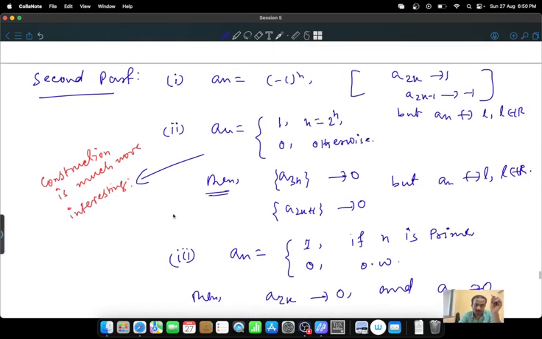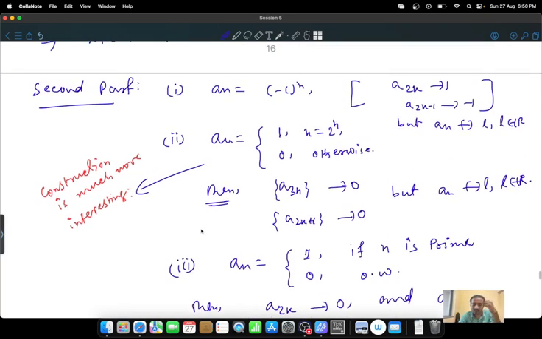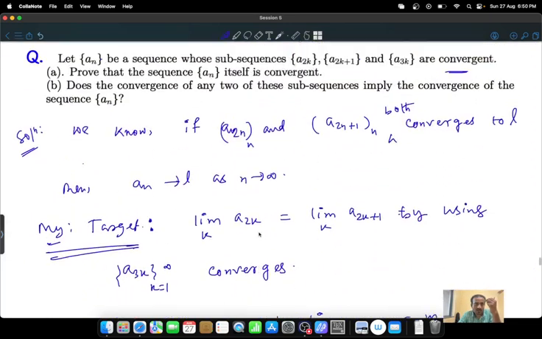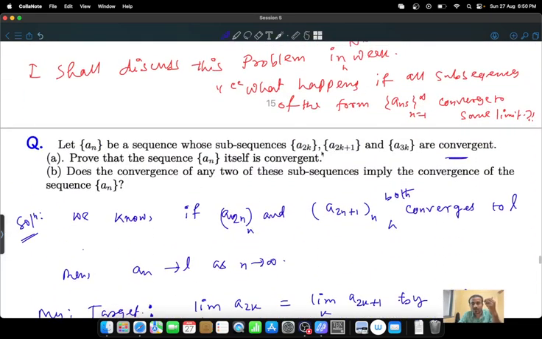So again, constructing the counter example is the most important part, that actually clears the concepts, and the conclusion is that you cannot assume the convergence of any two of these to conclude the convergence of the whole sequence.